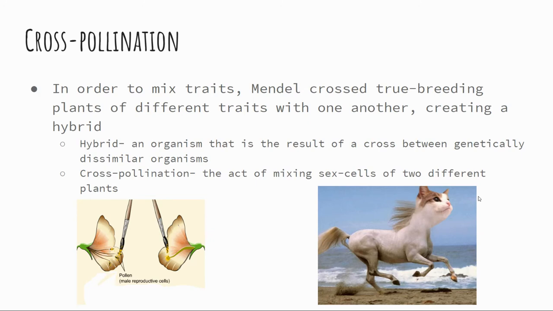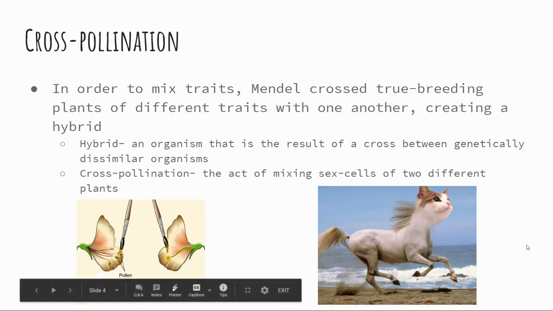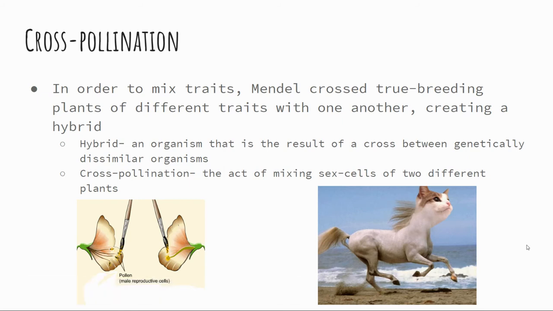Cross-pollination. So in order to mix traits, Mendel crossed true breeding plants of different traits with one another, creating a hybrid. Here's our hybrid, a cat horse. I'll let y'all have fun coming up with names on that. So a hybrid is an organism that is the result of a cross between genetically dissimilar organisms. Cross-pollination is the act of mixing cells of two different plants. So he took true breeding tall plants and crossed them with true breeding short plants.